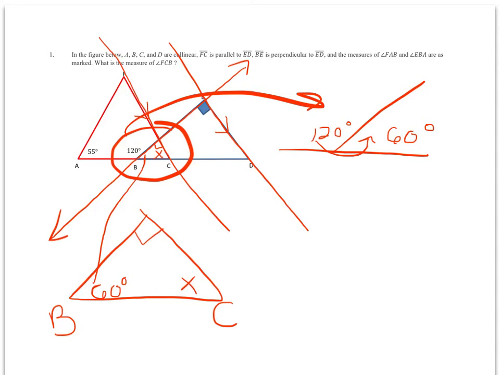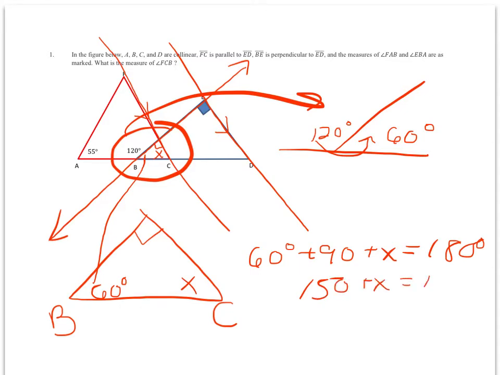According to the angle sum theorem, which says if you add up all the angles in a triangle, you get 180 degrees, you could make this equation. 60 and 90 is 150. If you subtract 150 from both sides, you get angle x, which is the angle we were trying to find, is 30 degrees.